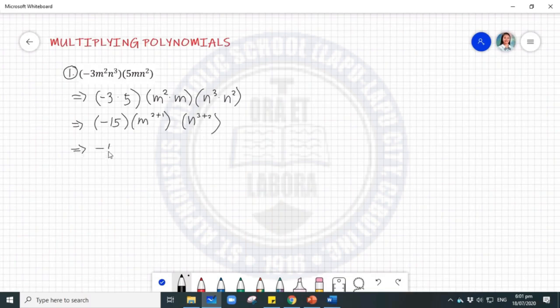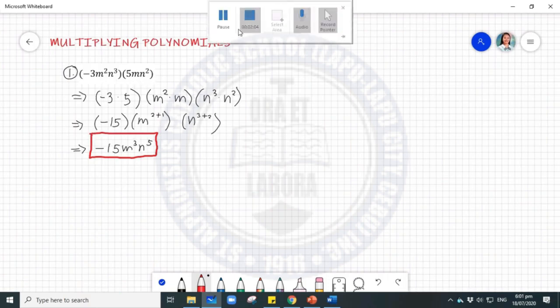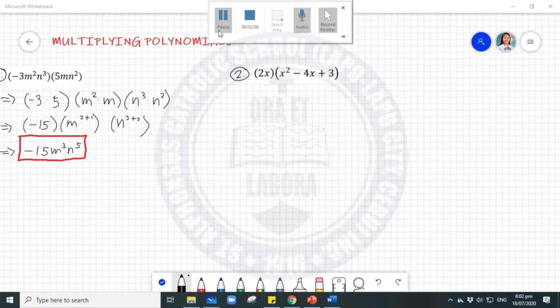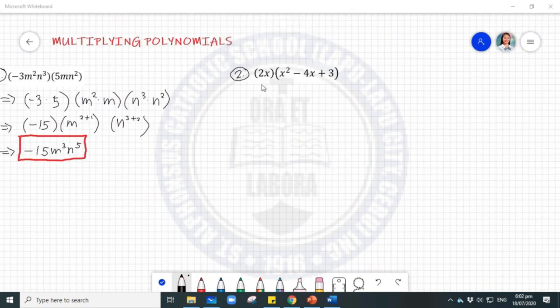So negative 15 m cubed n to the 5th. And that is now the answer for multiplying monomial times monomial. Okay, now let's move on to the next example. For example number 2, we're going to multiply monomial times trinomial.